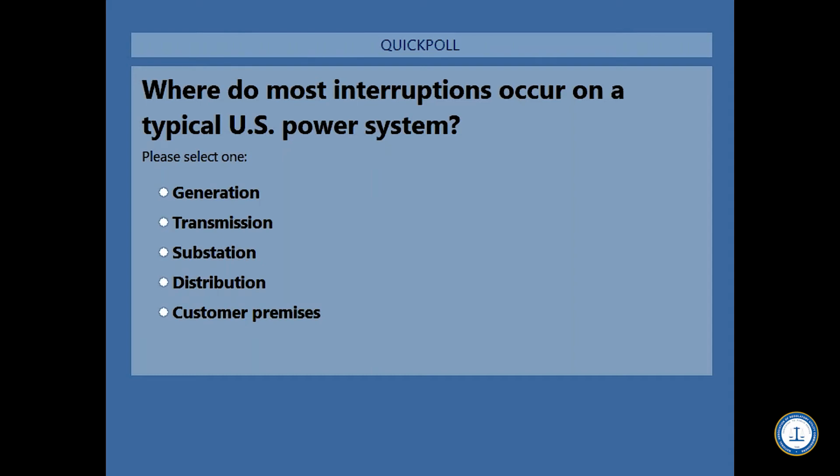So the question, as you're seeing, is where the most interruptions occur on a typical U.S. power system? Generation system, transmission, the substation, the distribution, including the feeders and the laterals, or the customer premises, including the service drop and the actual customer connection. Make your selection now, I suppose.